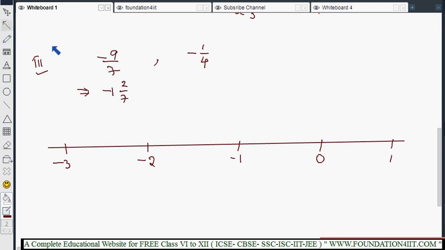The first one is minus 1 and some extra is there. That means it will go towards minus 2. So it is less than minus 1 and greater than minus 2, in between minus 1 and minus 2. Same procedure. Your denominator is 7, so we should make 7 equal parts. So let us take 7 equal parts.